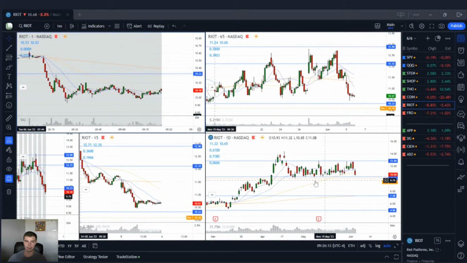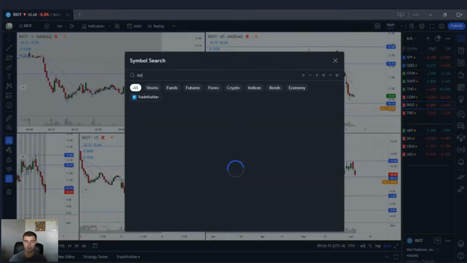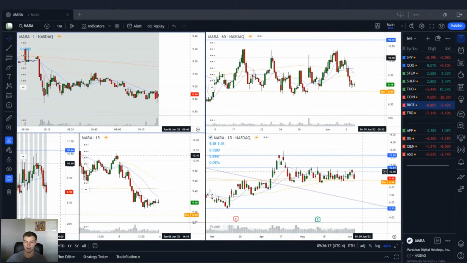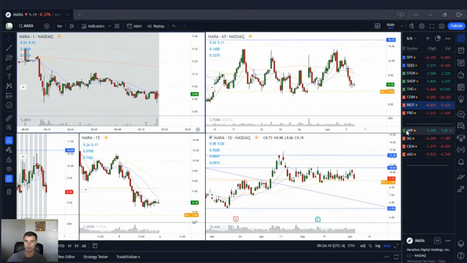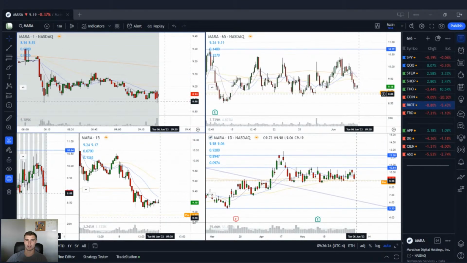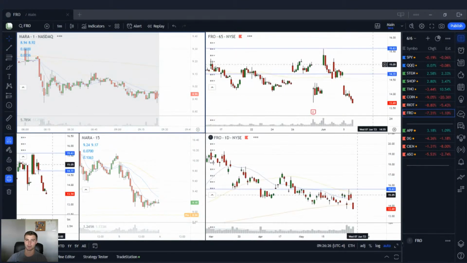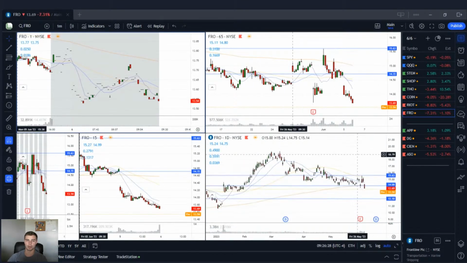Riot as well, gapping under this big consolidation here. You can watch Amera here as well. Not gapping as much, so that's why I have Riot and Coin as opposed to this. But really, the whole crypto sector, you can watch it short today with that sell off on Bitcoin yesterday.